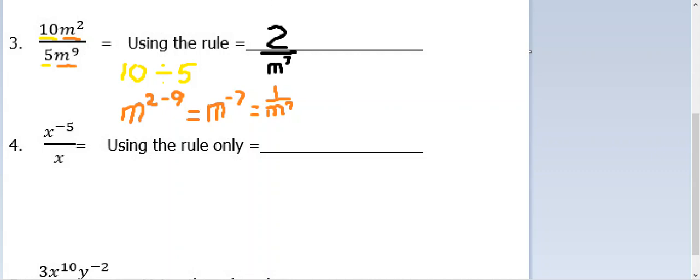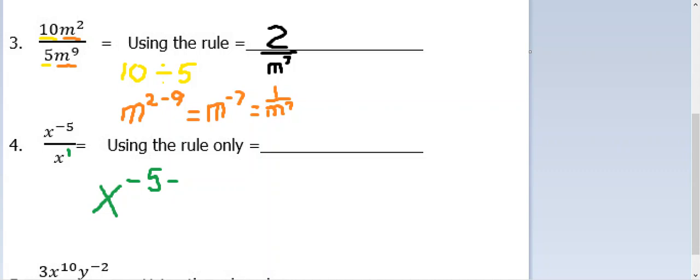All right, on example number 4, it says use the rule only. So we know the rule is that we're going to subtract the numerator from the denominator. So my numerator is negative 5, and I'm going to minus it from my denominator. And my denominator just has x. There's no number there. But we know when there's no number there, there's really a 1.